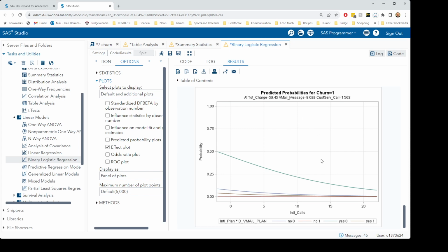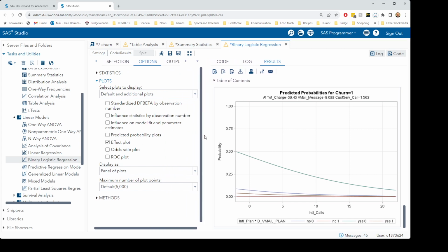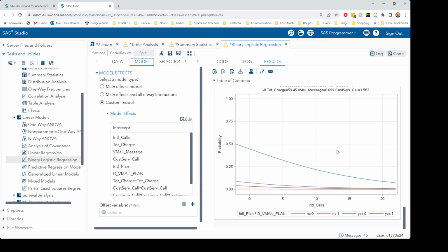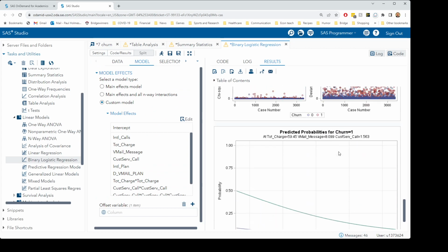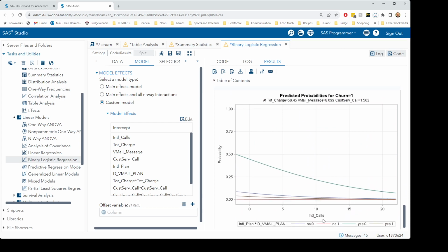Okay, so this isn't the graph, though, that I'm particularly interested in. I'd be more interested in looking at those variables that we saw as being important, that we used the polynomial terms on, so total charge and customer service calls. How do we get those graphs? Because over here we've only got the graph for international calls. Well, there's a little trick that you can use.